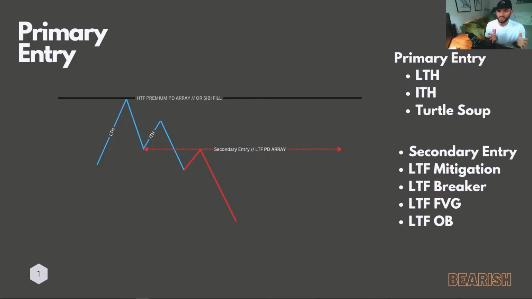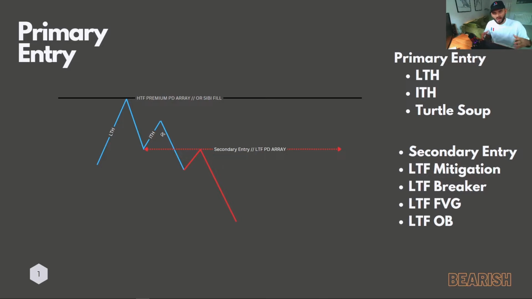What we're going to do is break down what a primary entry is and what a secondary entry is and why this is important for trade management, okay? Primary entries, in a nutshell, are hyper-aggressive entries that come with no confirmation. These come in the form of long-term highs, intermediate-term highs, and they also come in the form of turtle soups.